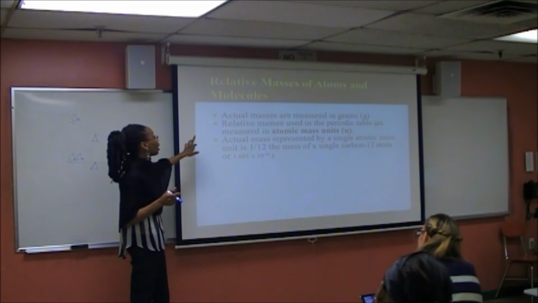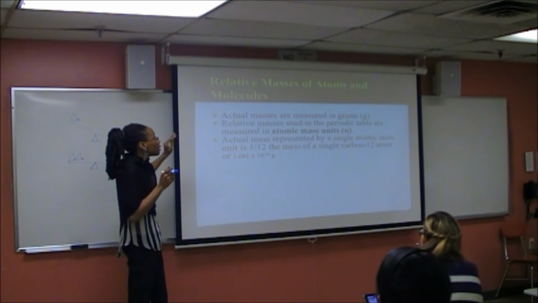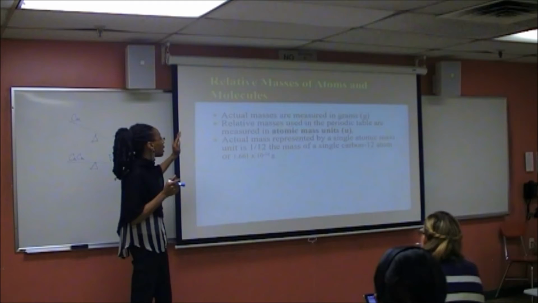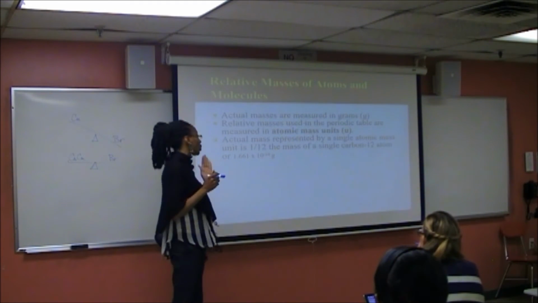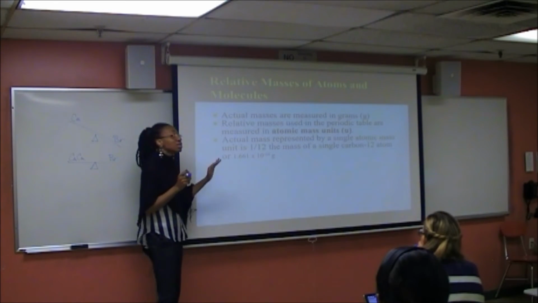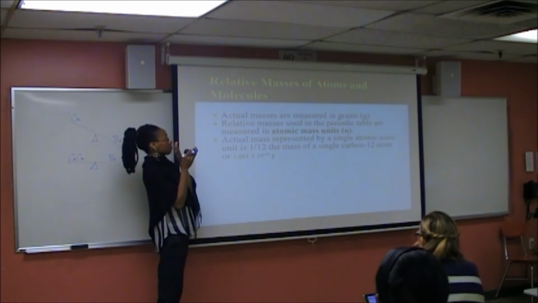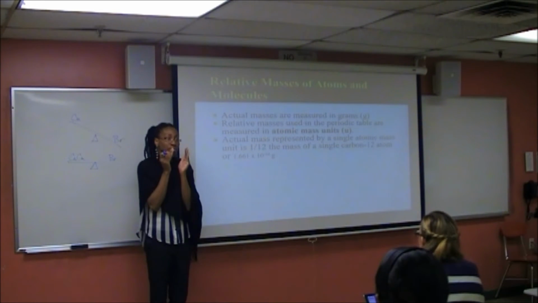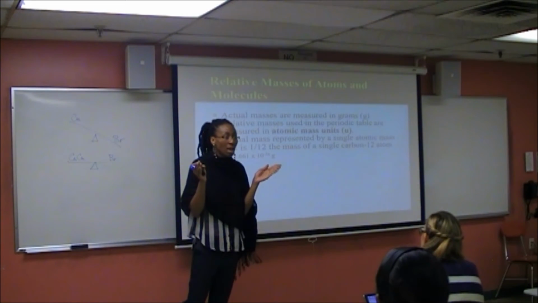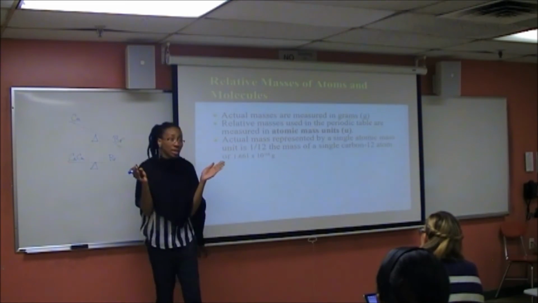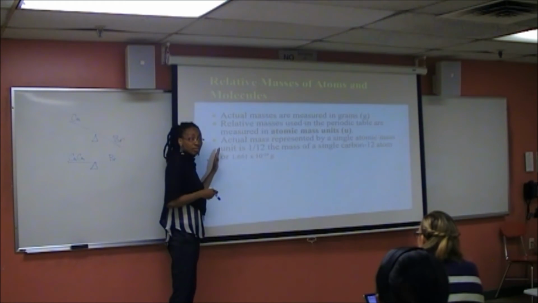Okay? Your actual mass is represented by a single atom, a single atomic mass unit, which is the 12th of the mass of your carbon 12. Carbon is the most abundant atom on the periodic table. It's abundant in nature. Everything ultimately is based off the mass of carbon. Alright?